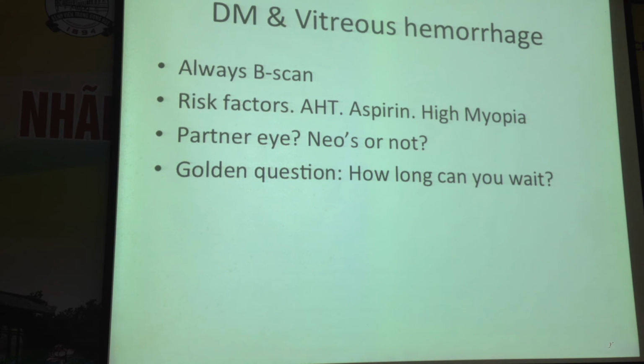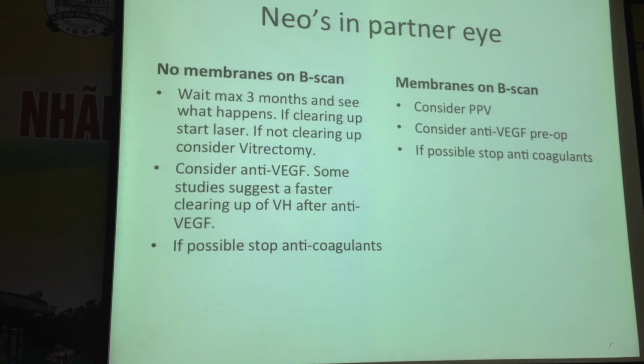So, always look at the partner eye. If the partner eye is completely clean, yes, I'm always more cautious about what's behind there. So a B-scan is extremely important. Then the golden question I always get, how long can you wait? If there are no membranes on the B-scan, most studies and literature suggest waiting 3 months and see what's happening.